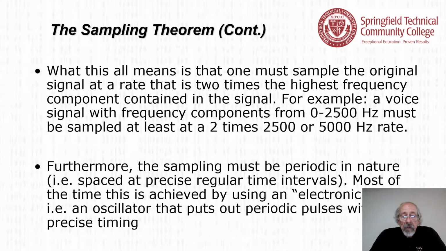And as an additional criterion, furthermore, the sampling must be periodic in nature, that is, spaced at precise regular time intervals. Most of the time this is achieved by using an electronic clock, that is, an oscillator that puts out periodic pulses with precision timing.